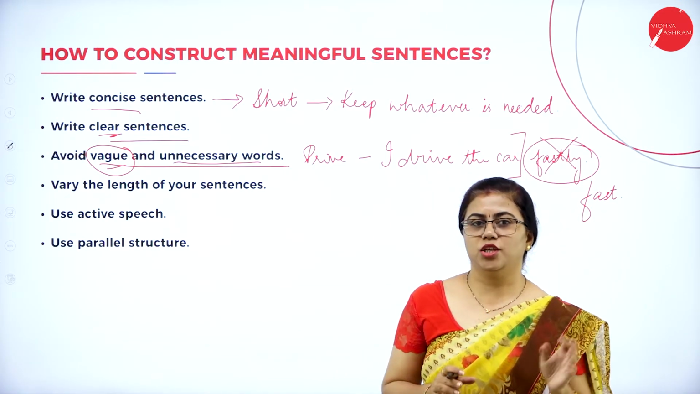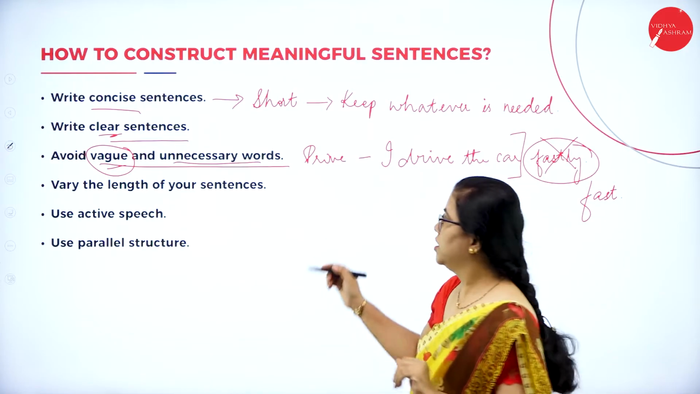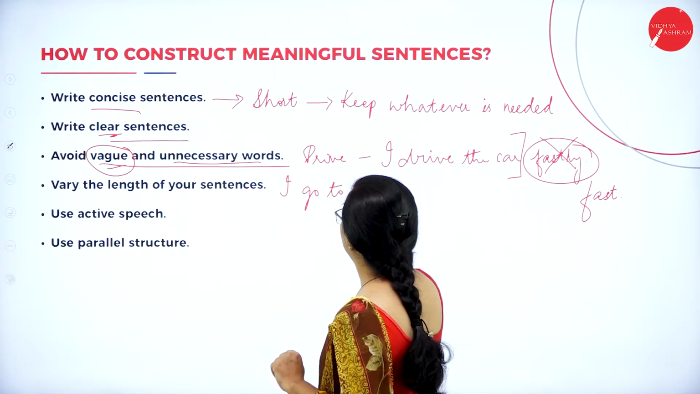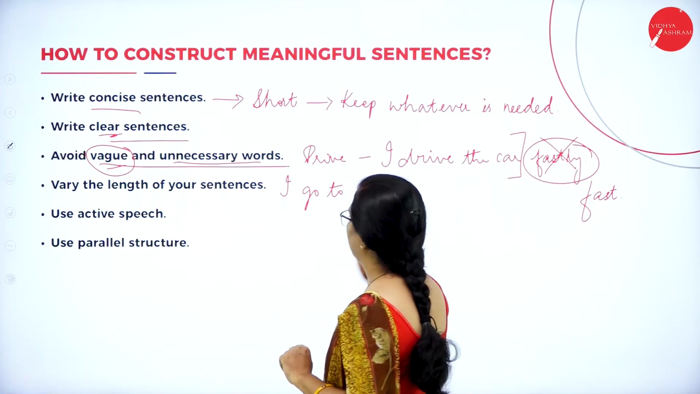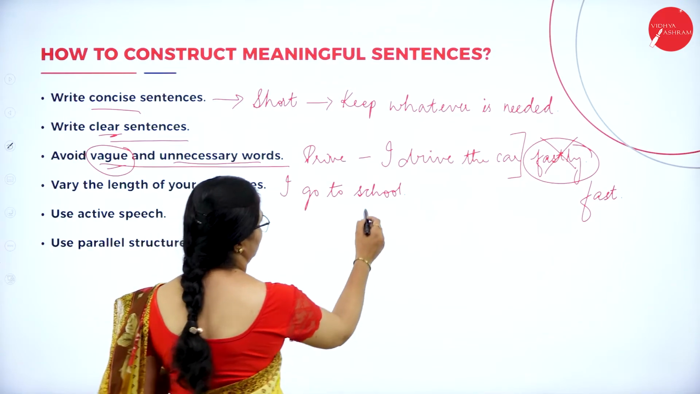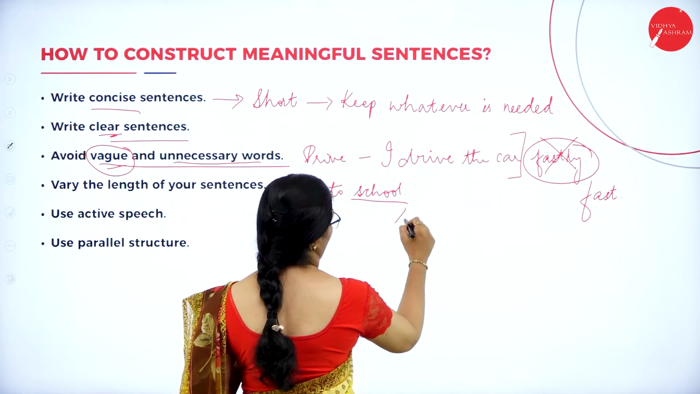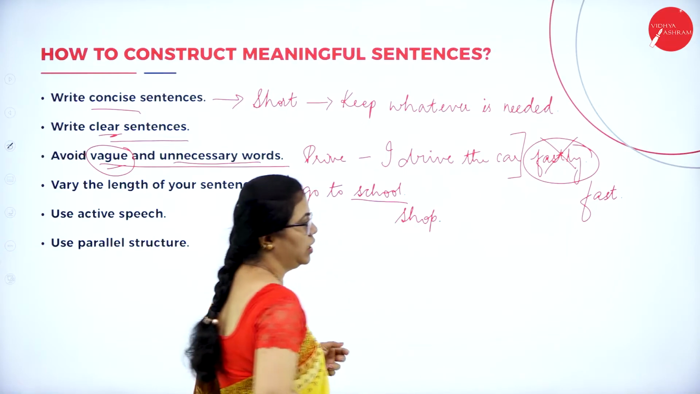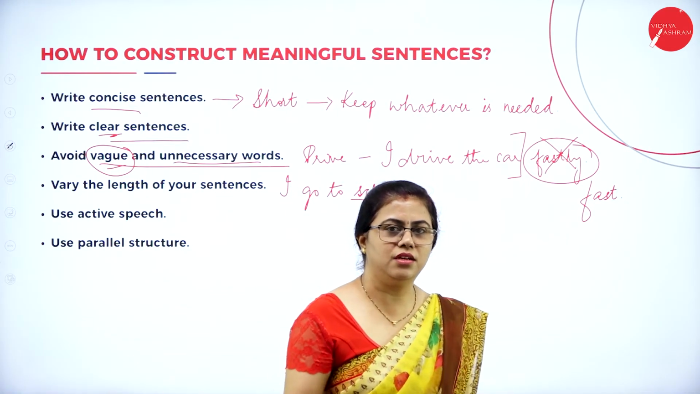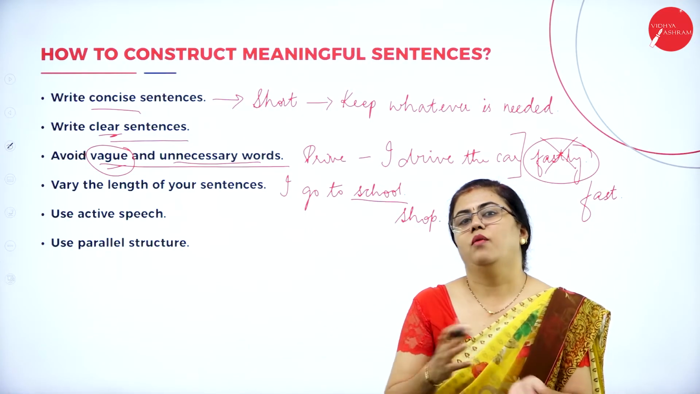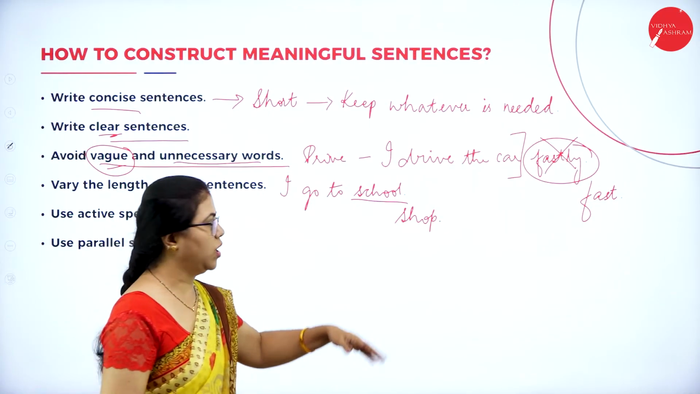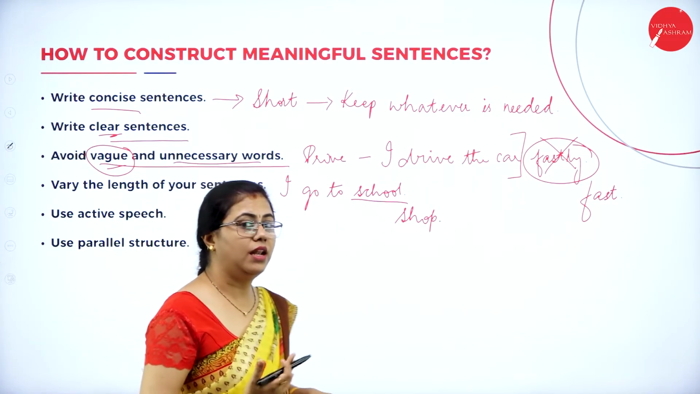Suppose in the first sentence you use 3 words, like "I go to school." Next, they give you some other word like "shop." You cannot just strike it and write "I go to shop." Then they will think you don't know the sentence, you don't know the language. So vary the length of the sentence, or maybe vary the words. You have to frame it in a different way. You can say, "I bought a pen from the shop." In that way you have to vary the length of the sentence.